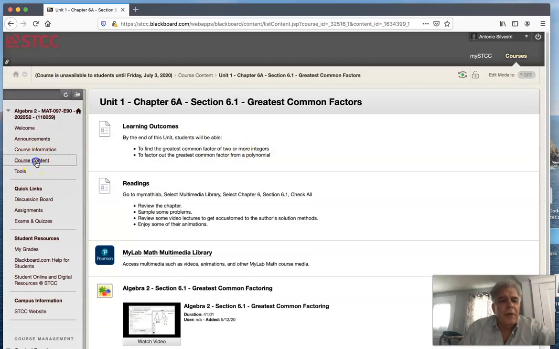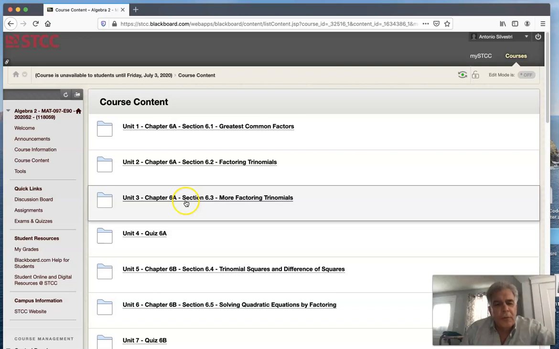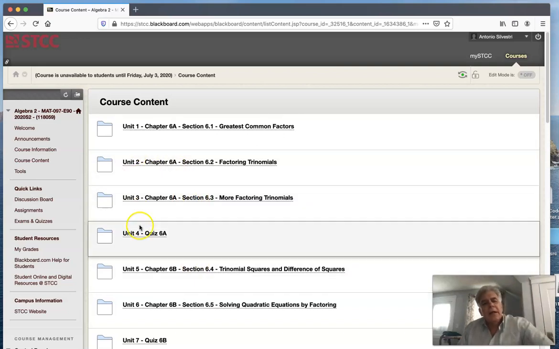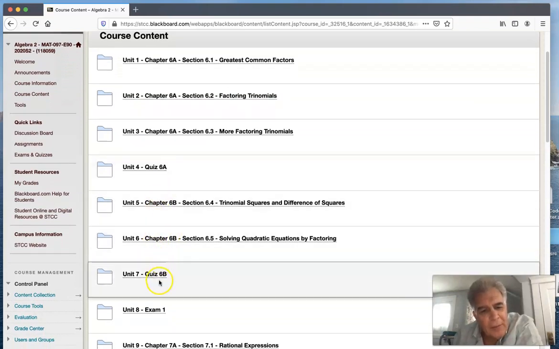So let's go back to course content. With the course content, go in the order in which these units are presented: Unit 1, Unit 2, Unit 3. Don't skip any units. Okay, don't do Unit 5 until you take the quiz before it. It's all logically oriented. You should be able to follow along.